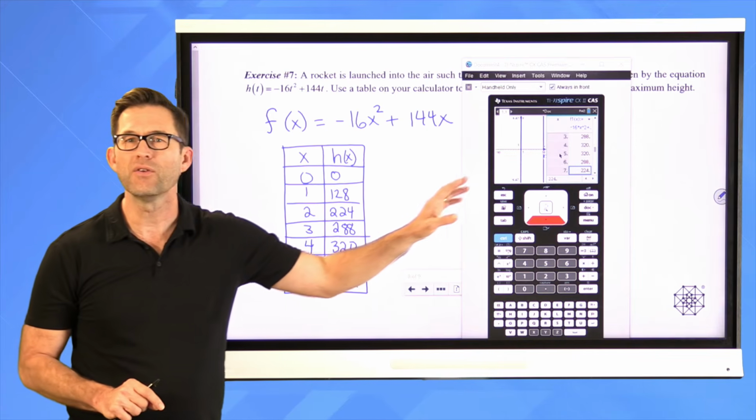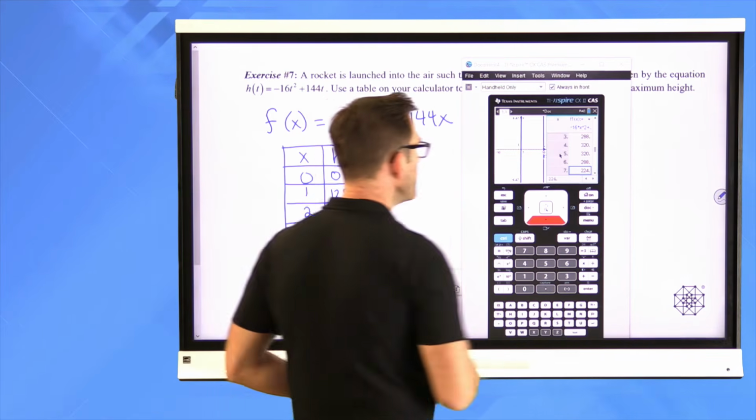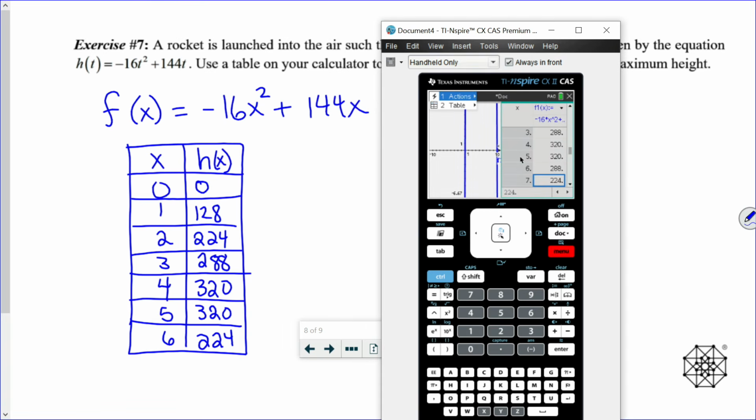What I'm gonna do now is go into my table and play around with it a little bit, right? I'm gonna do that by hitting menu, and I get this little option that allows me to play around with my table. One thing it does is allow me to edit my table settings. So I'm gonna go down to option 5, edit table settings. And it basically says, where do you want your table to start? That's my x value.